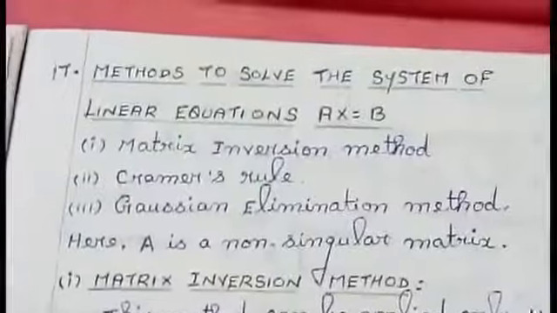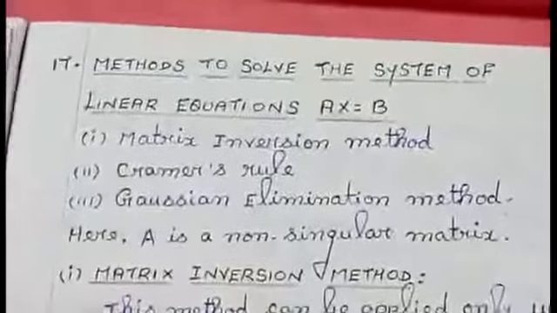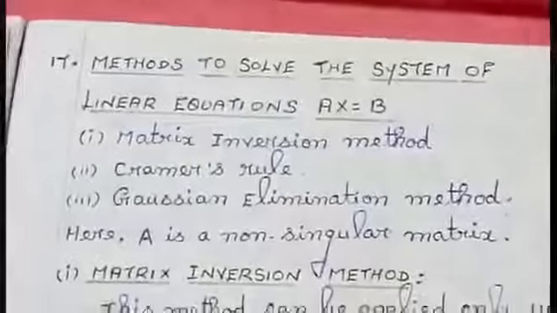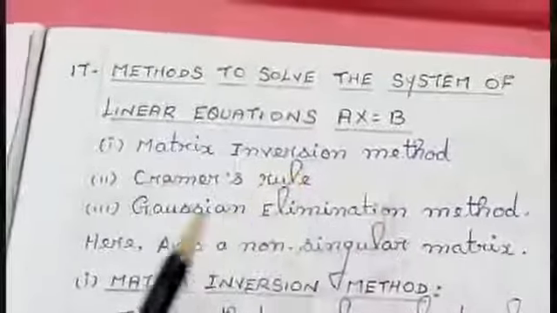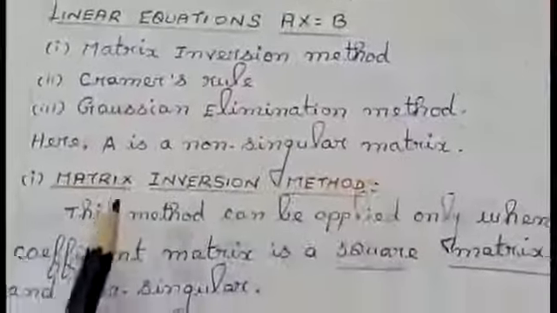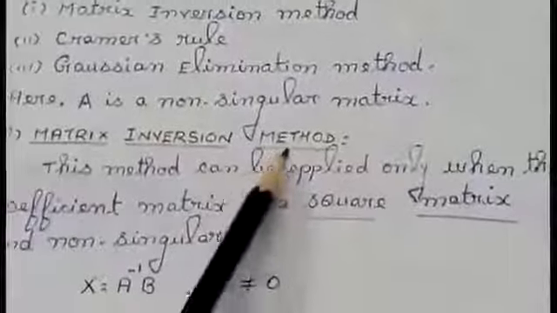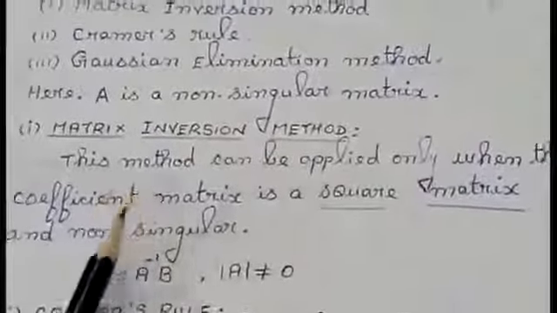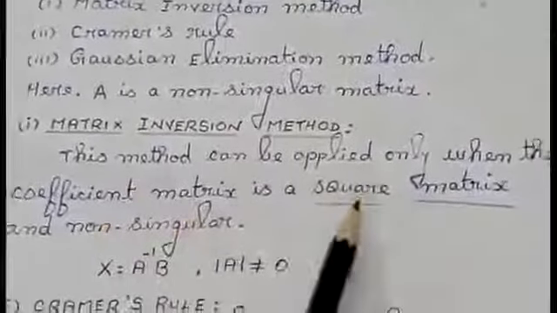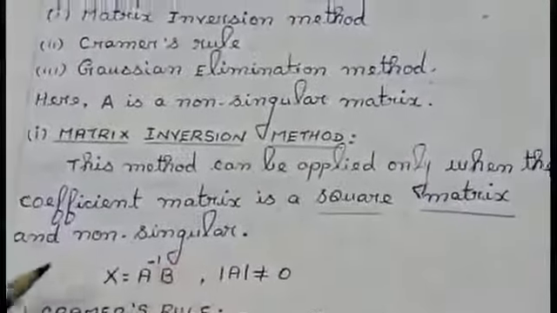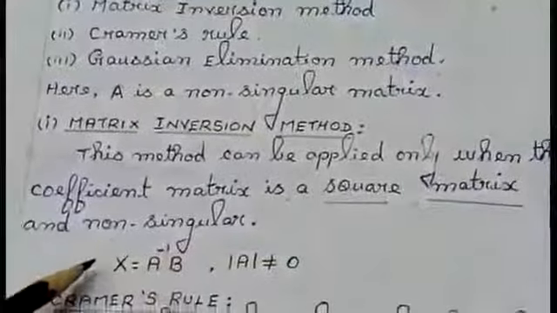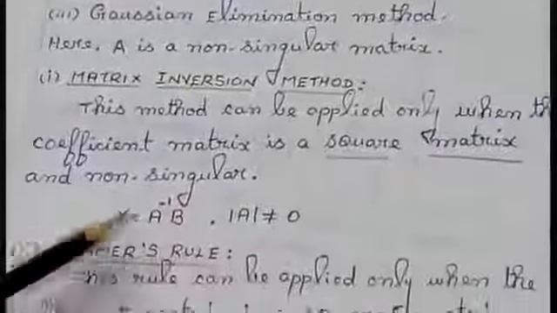Now we are going to recall all the methods we applied to solve a system of linear equations. Here we applied three methods: the matrix inversion method, Cramer's rule and the Gaussian elimination method, where A is a non-singular matrix. The matrix inversion method is applied only when the coefficient matrix is a square matrix and non-singular. You get the value as X equal to A inverse B, where determinant A is not equal to 0.